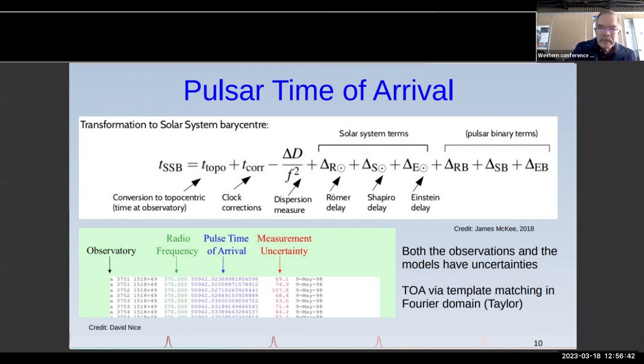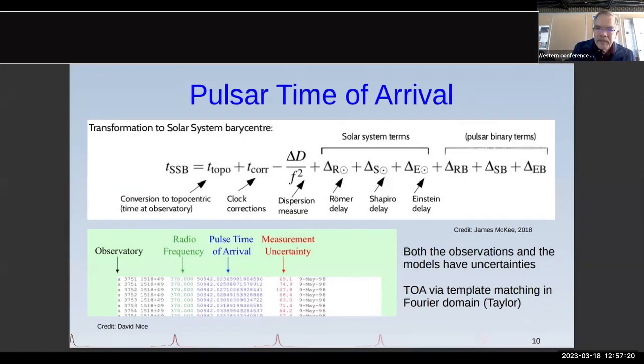The first thing we do for time of arrival, we have to convert. At the telescope, we collect in topocentric time, shown there as T-topo. We have to convert that to the solar system barycenter. And these are all the terms you have to apply: the clock corrections, dispersion measure, solar system terms, all that. Something to keep in mind here, and this is what motivates using Bayes methods, is both the observations and the models have uncertainties, so we have to deal with all the uncertainties.